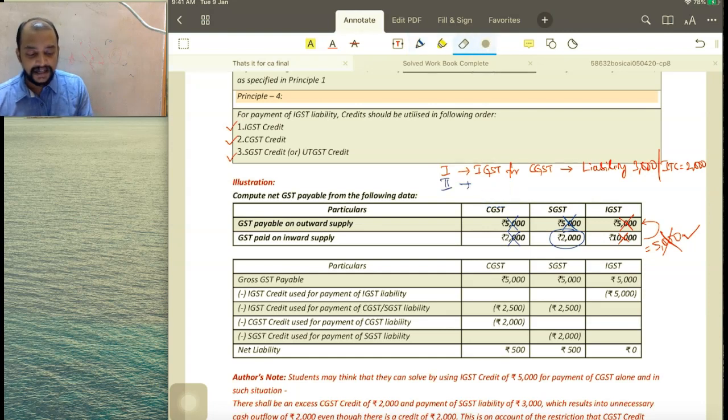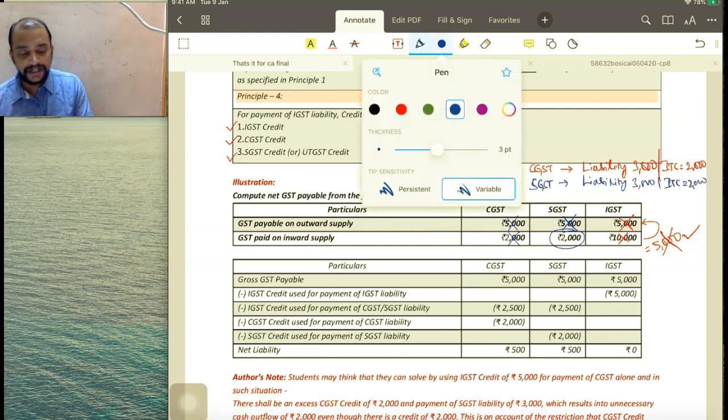What is that? IGST I am using for CGST, IGST for SGST. Alternative 2. So, what will be my liability? My liability is 3,000. And I have excess ITC of 2,000.